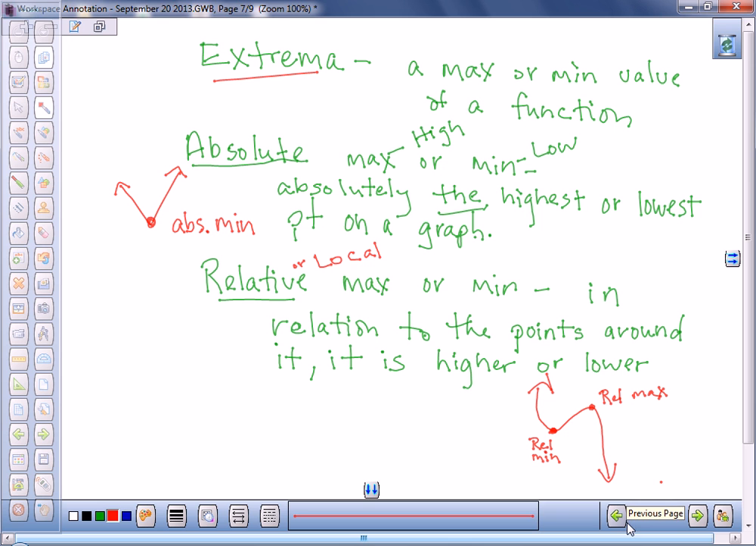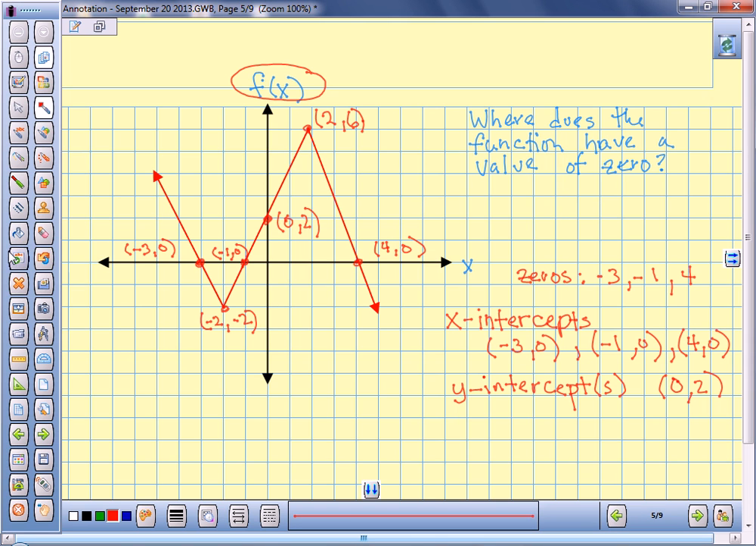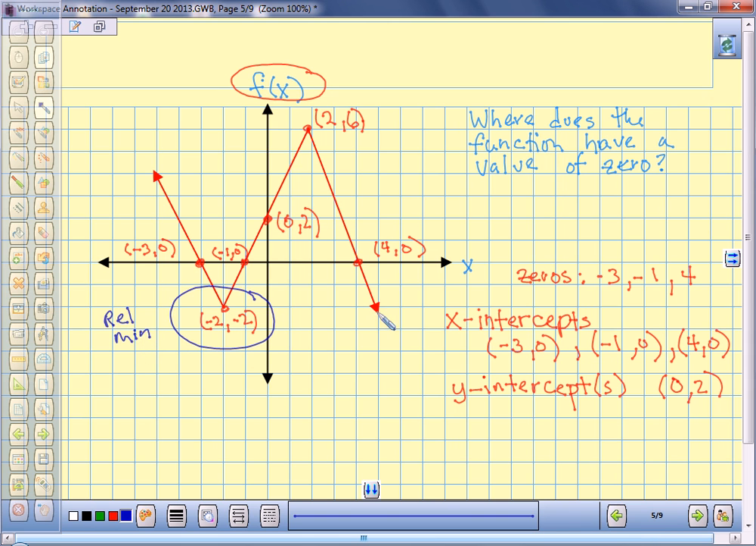Okay, so if we go back to the one we've looked at already, do you see we have this valley right here? That would be considered a relative min, because relative to the points around it, it is the lowest point. Now, it's not absolute because why? Well, this graph goes down forever. So anytime we have the arrow pointing down forever, we're not going to have an absolute min. Well, wouldn't it just be infinity? And no. This point right here is higher than the points around it, so it is considered a relative max. Now, it's not absolute because this goes up forever.